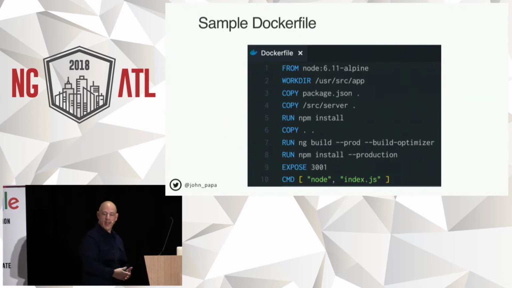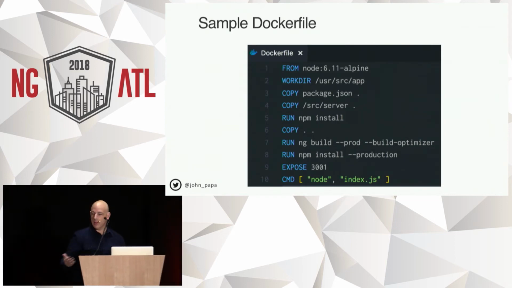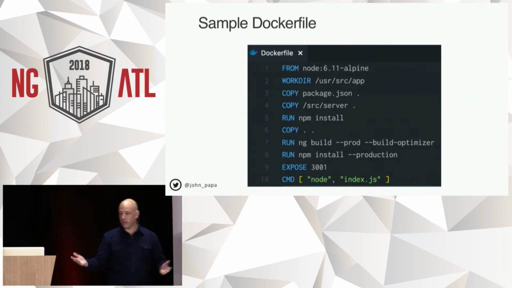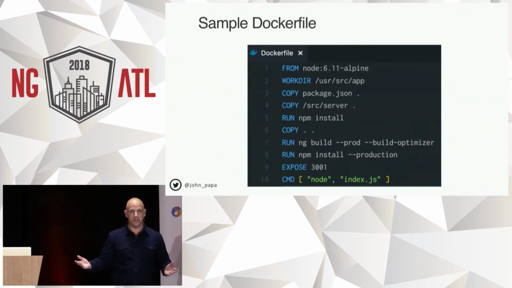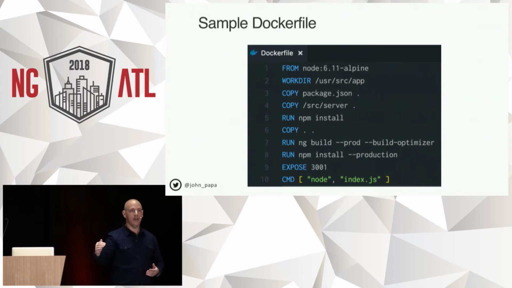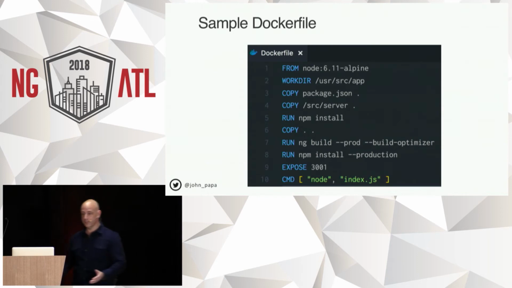Next, I'm going to build my app with ng build, and then I'm going to run an npm install for production, and then I can just expose my port and run Node. I know that the versions I have are going to work on that OS, that version of Node, with npm, with Angular, and everything's good.